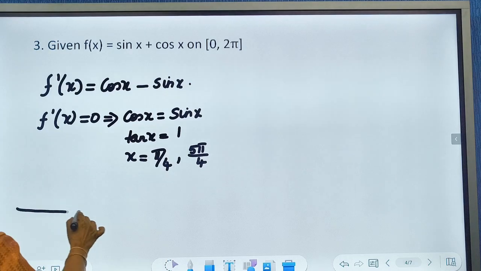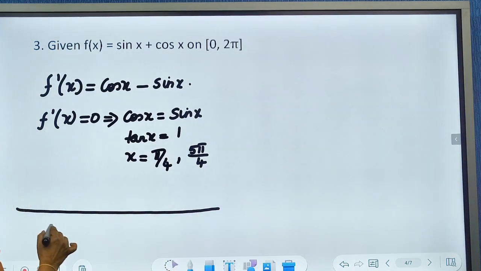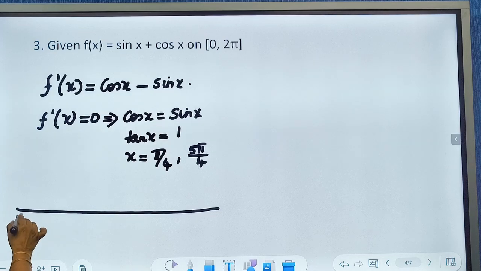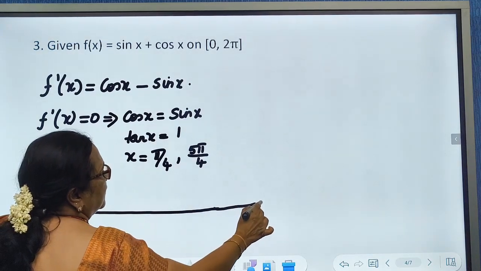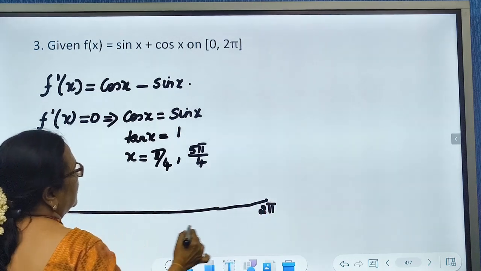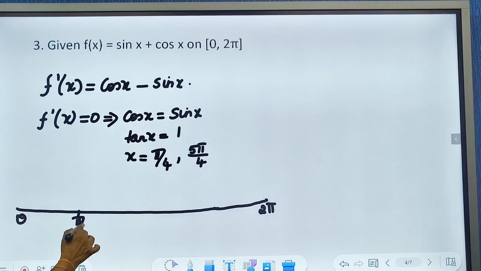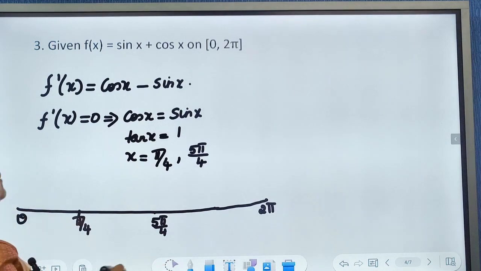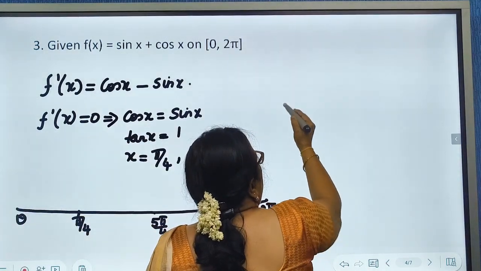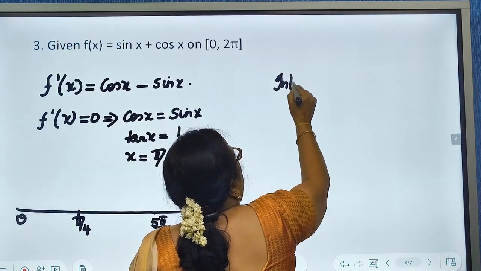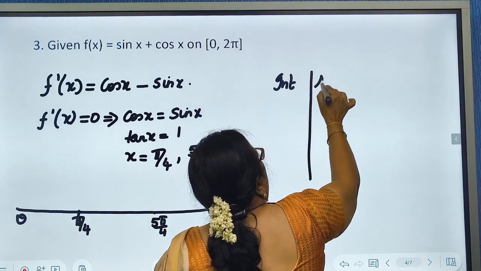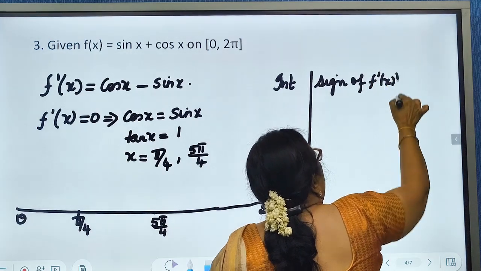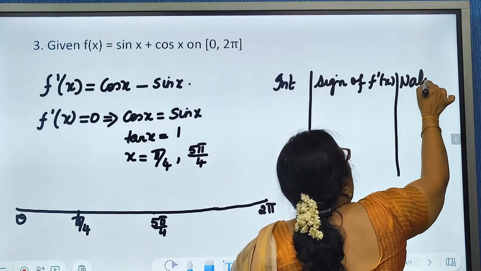So we can divide the real line using these points. Since we are interested in 0 to 2 pi, I can divide using pi by 4 and 5 pi by 4. Then we can write down the intervals, the sign of f dash of x, and the nature of f of x.